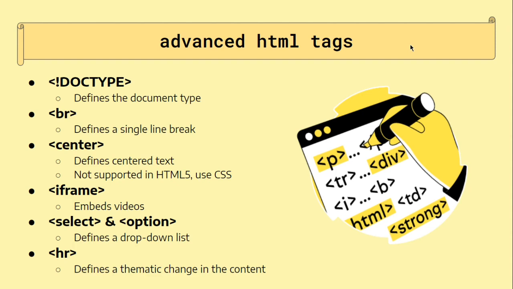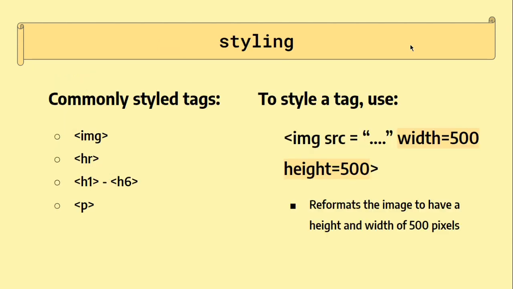The select and option tags define a drop-down list. The HR tag creates a line break separating the lines of the website. It's similar to the BR tag, but instead of a blank line, there's a thin line instead. Now, let's review some ways to style HTML tags. Some commonly styled tags include the image tag, the HR tag, the H1 to H6 tags, and the paragraph tag.